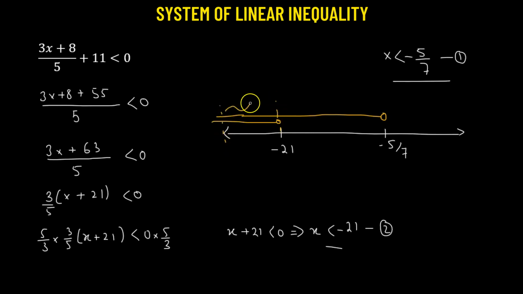This is going to be the common region which is going to satisfy both 1 and 2. So if we write it in the interval form, we have our solution set going from negative infinity to negative 21. Negative infinity by definition is unbounded, so we'll use an open interval. Negative 21 is not a part of the solution, so we are also going to use an open interval. So this is the solution to the system of linear inequalities.